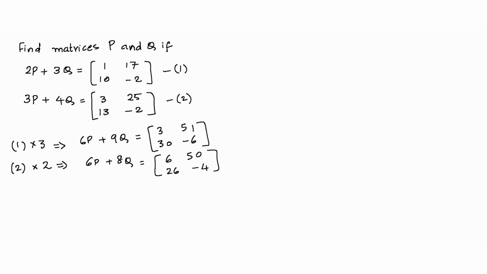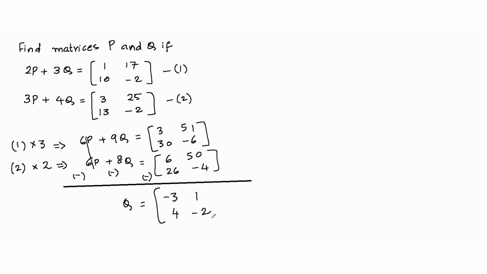Now if I subtract these two equations, I am going to get the matrix Q, isn't it? Because the matrix P will get eliminated. So 6P minus 6P cancels. 9Q minus 8Q is Q, which is equal to 3 minus 6 is minus 3. 51 minus 50 is 1. 30 minus 26 is 4. And negative 6 plus 4 is negative 2. So this is the matrix Q.